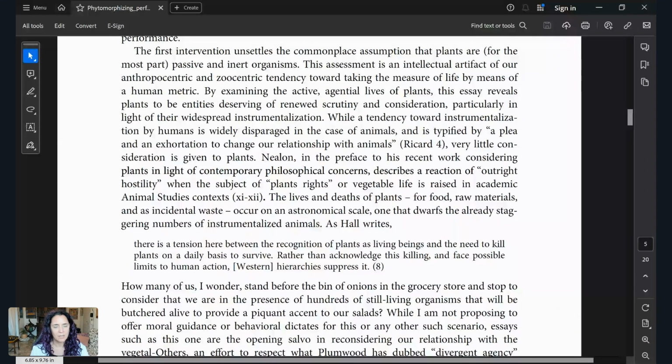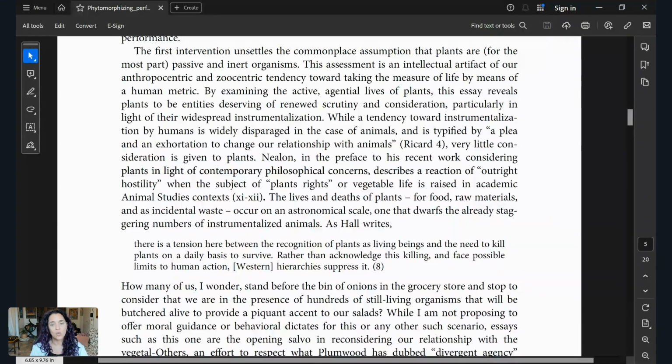of a human metric. By examining the active, agential lives of plants, man, I need you over in the plant humanities, like in the plant critical studies world, because these assertions are very interesting. This essay reveals plants to be entities deserving of renewed scrutiny and consideration, particularly in light of their widespread instrumentalization.